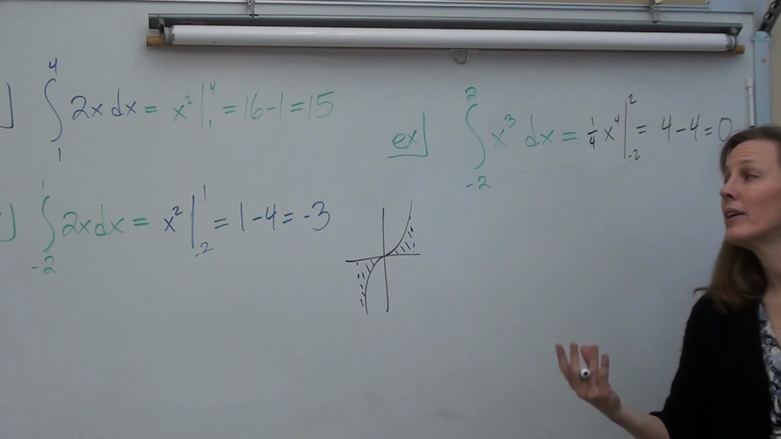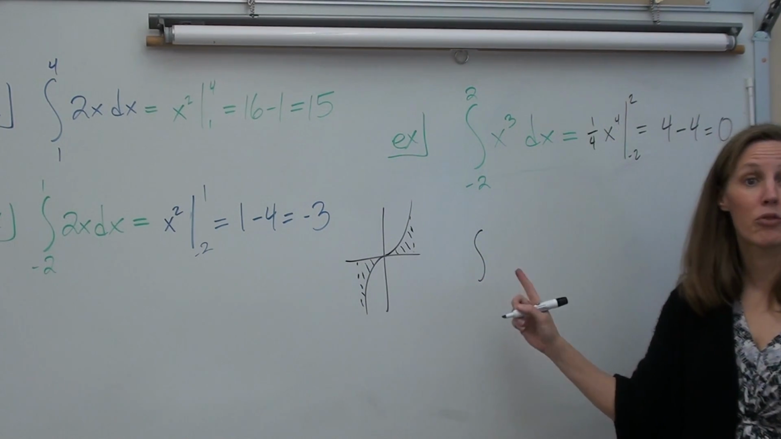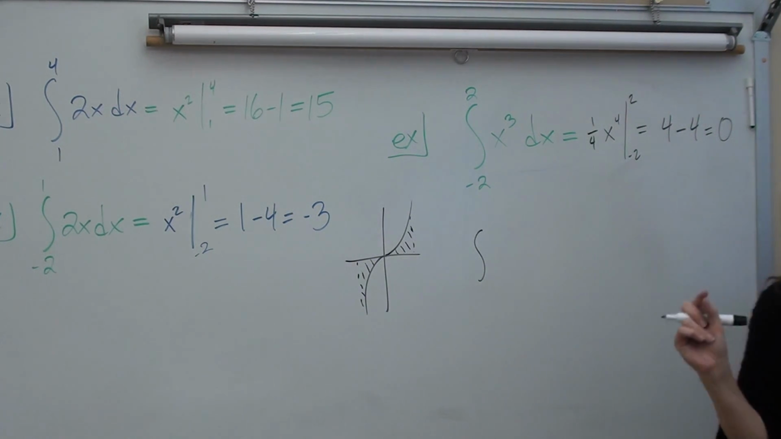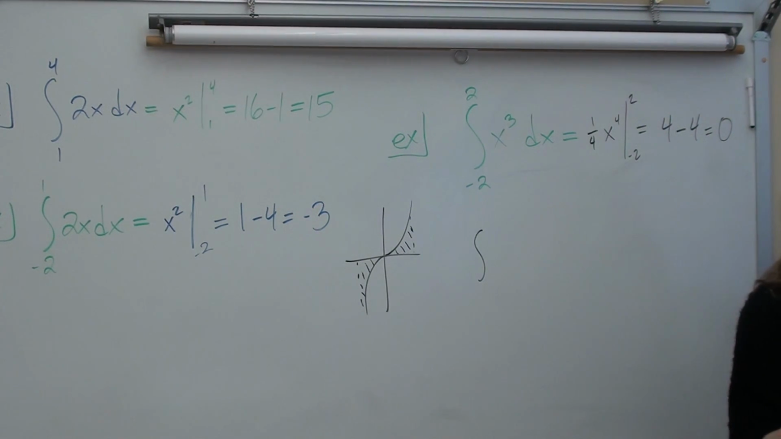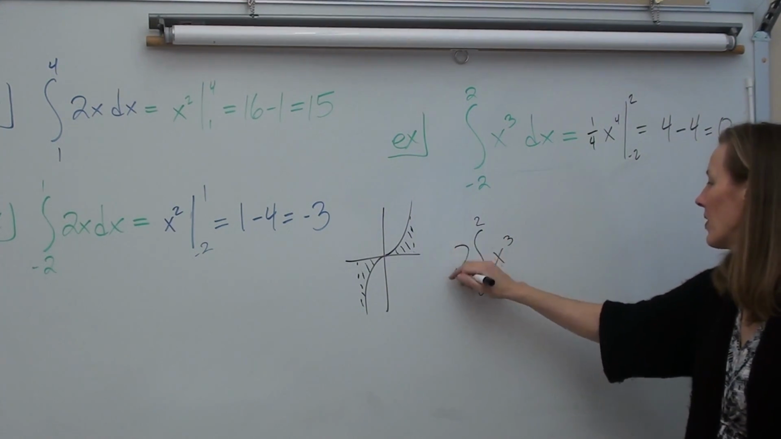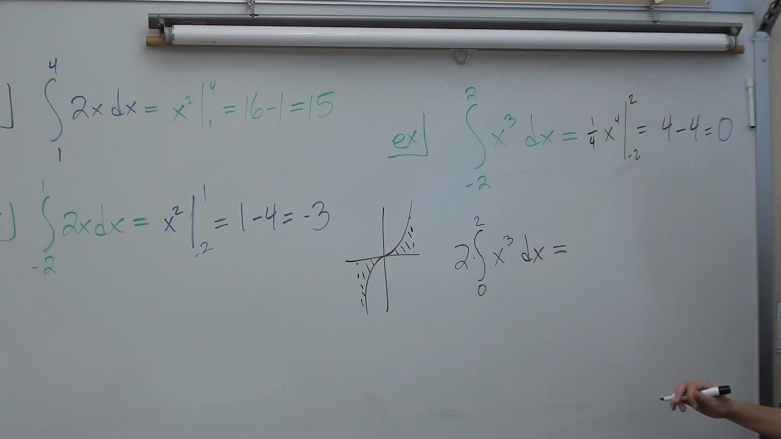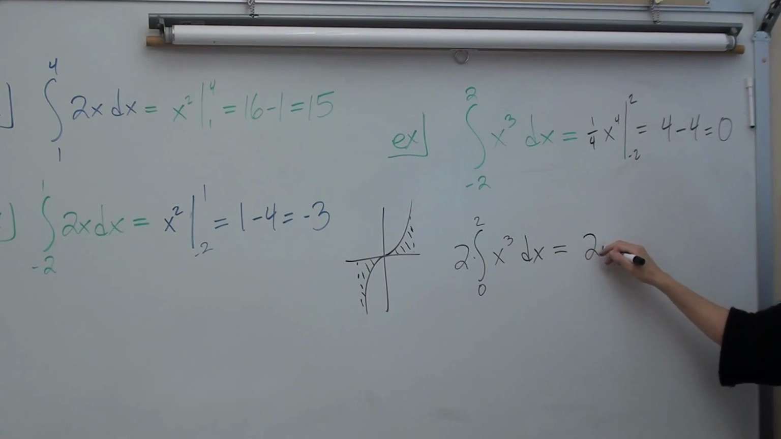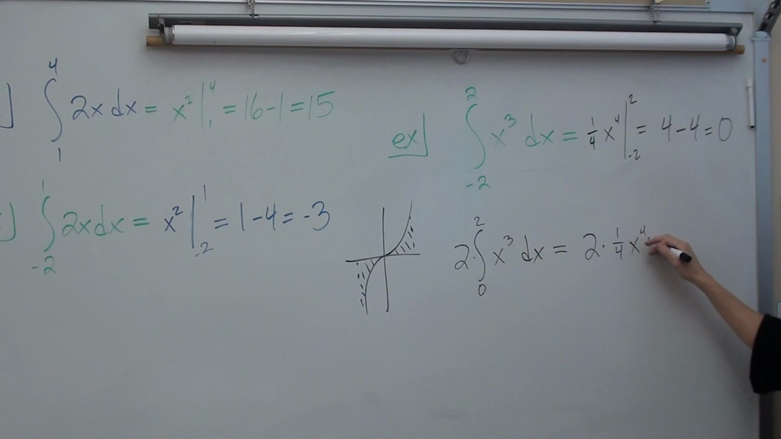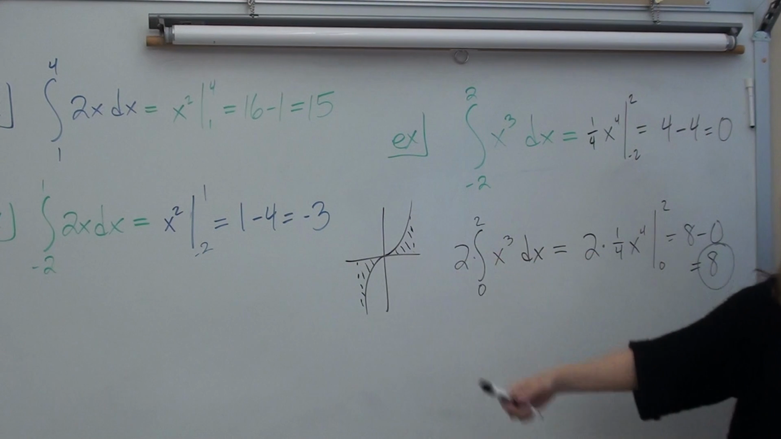So if I want to actually find the total area, I would have to do the integral from -2 to 0 plus the integral from 0 to 2. Or, since it's truly symmetric, is there a faster thing I can do? Multiply by 2. Just do the integral from 0 to 2 and double it, right? Alright, for time's sake, we have 2 times 1/4 x to the 4th, 0 to 2. So this is 16, 4, 8 minus 0. The total area from -2 to 2 would be 8.